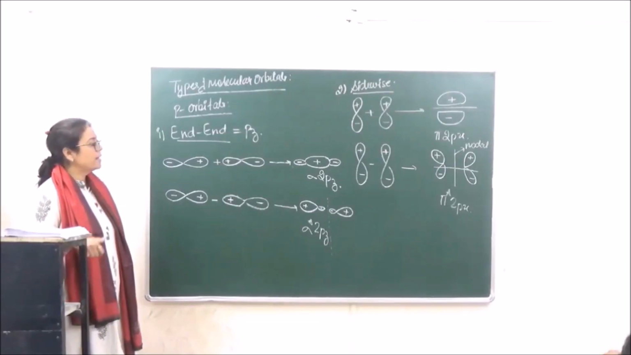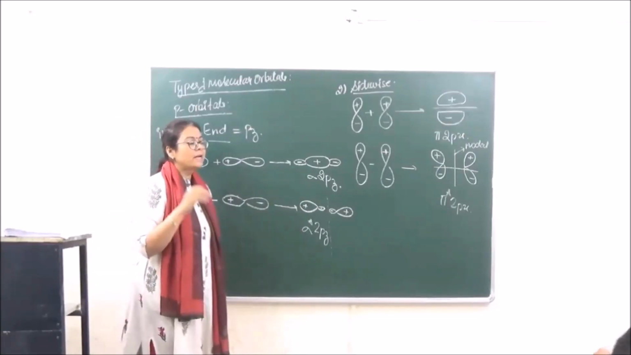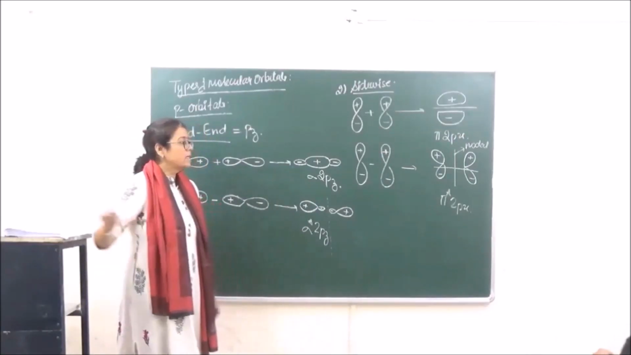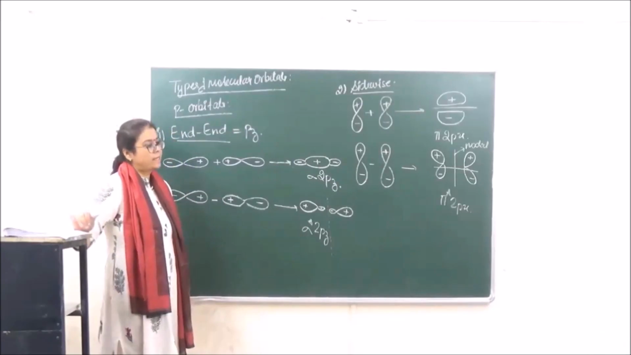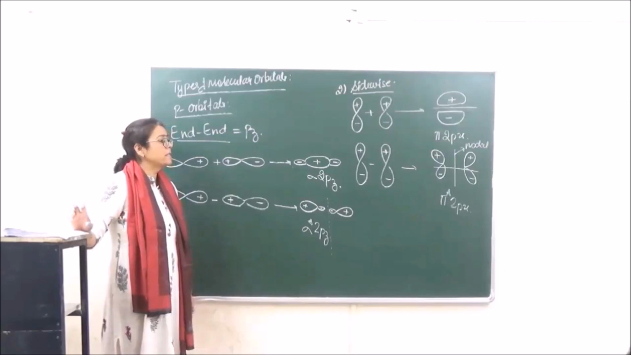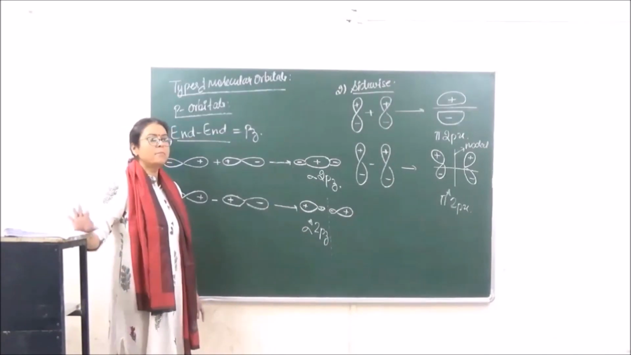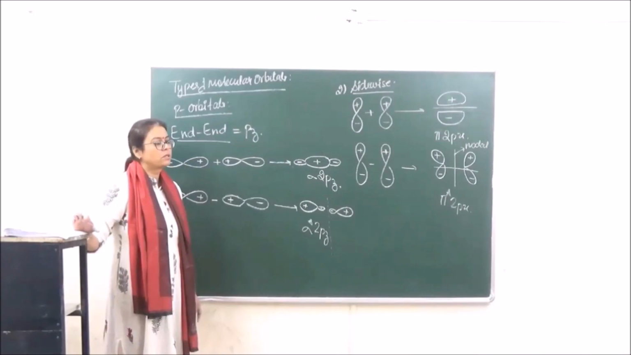Okay, so you have to remember that z orbital is going to form sigma and px and py, they are going to form pi. Right? So we are only left with the last topic in this chapter, which is the energy level diagrams and filling up of molecular orbitals. Okay?